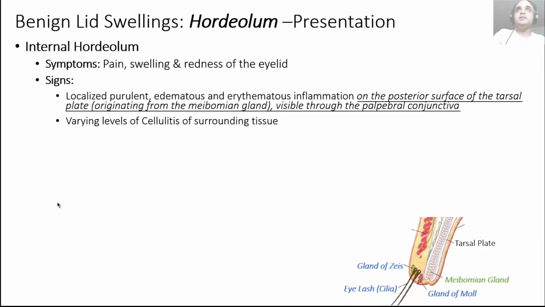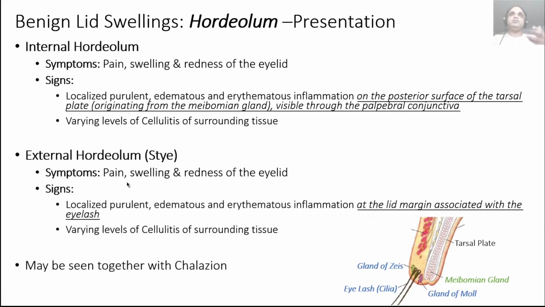So how does an internal hordeolum present? Internal hordeolum presents with pain, swelling, and redness of the eyelid. Those are the symptoms. A sign is going to be a localized purulent, edematous, and erythematous inflammation on the posterior surface of the tarsal plate. Remember, this is a meibomian gland that's getting infected, and the meibomian gland is located in the tarsal plate, which is closer to the palpebral conjunctiva. So you see it better when you evert the lid. We'll see some examples in a bit. And obviously, because the lid has a lot of soft tissue around it, you will see a little bit of cellulitis together with both internal and external hordeolum.